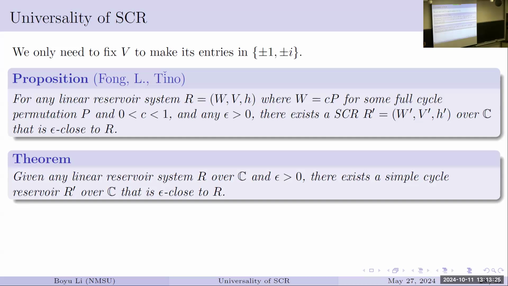Okay, so we first convert the W into a unitary, convert the unitary into a full cycle permutation, and then finally we fix the V part. So in the end, we show this is the universality of the SCR. So simple cycle reservoir, you can approximate anything, and that's going to be the goal.